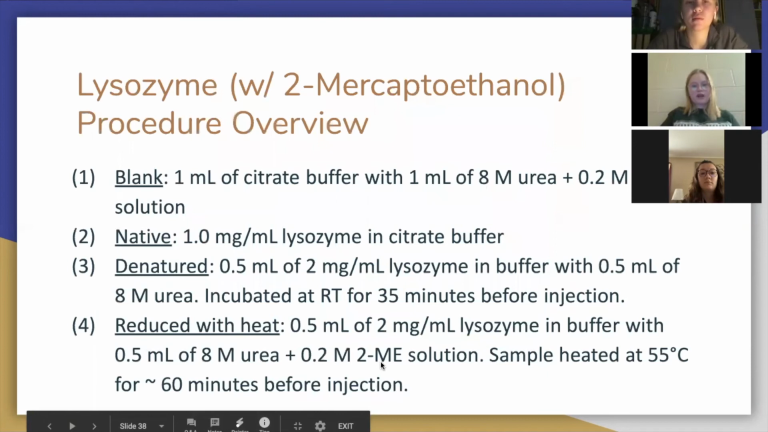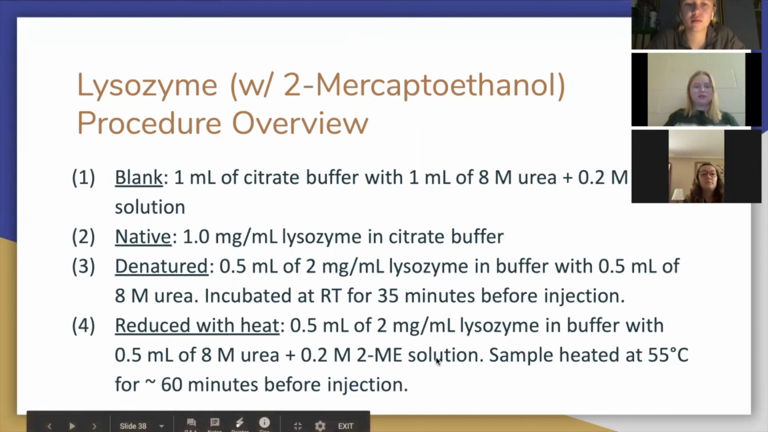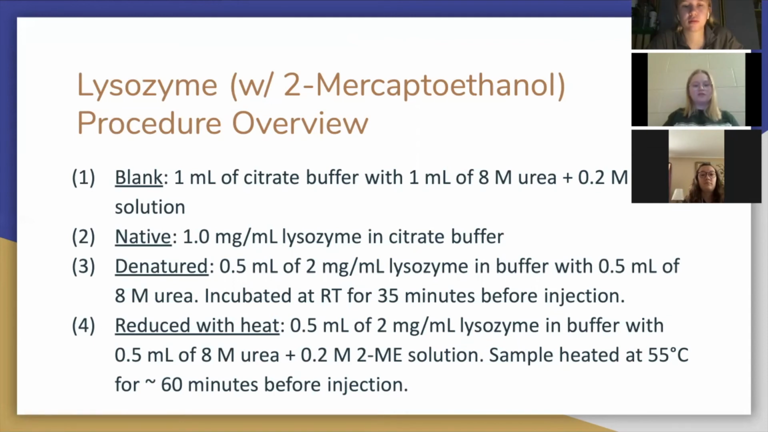Lysozyme with 2-mercaptoethanol procedure overview. The blank had 1 milliliter of citrate buffer with 1 milliliter of 8 molar urea plus 0.2 molar 2-mercaptoethanol solution. The native had 1 milligram per milliliter lysozyme in citrate buffer. The denatured had 0.5 milliliter of 2 milligrams per milliliter lysozyme in buffer with 0.5 milliliter of 8 molar urea. It was incubated at room temperature for 35 minutes before injection.